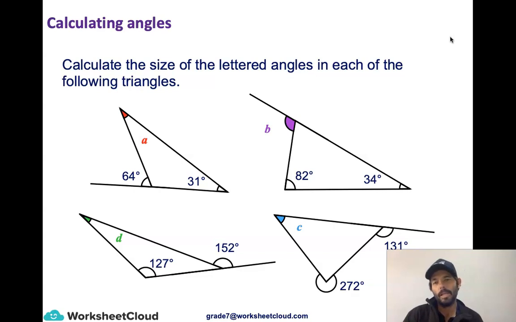And then for D, I've got 152 as an external angle. They've given me 127 as one of the opposite interior angles. What do I add to 127 to get to 152? And that's going to be 25 degrees. All right, and there they are for you on your screen.